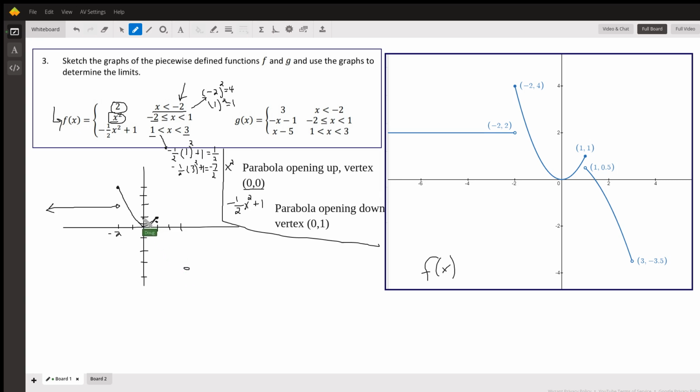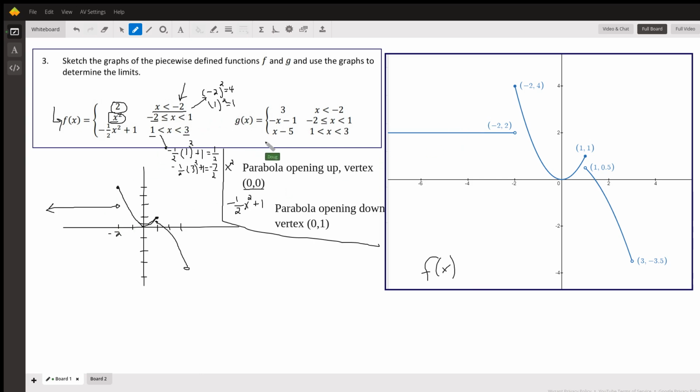And you have to visualize that the vertex started here and we had the parabola going down, but the only portion we draw is that portion right there. Okay. And again, open circles on both ends of that one. So there's the graph of f of x right there.